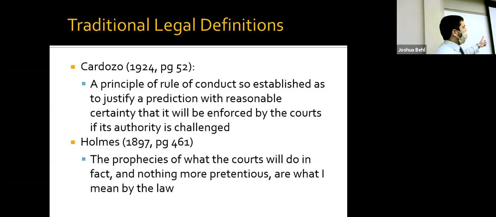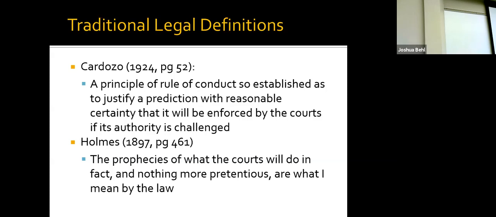What's one of the big problems we have? Go ahead. Well, I guess just the last line, that the authority is challenged. It doesn't say that it is really enforced, right? As long as it's having it, I don't know. Right. So that's actually the part that I wrote. A prediction with reasonable certainty that it will be enforced by the courts if its authority is challenged.